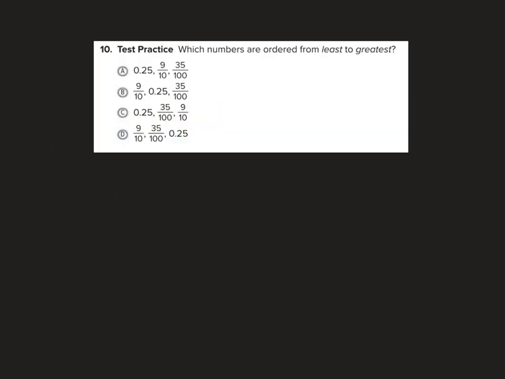One more problem here. Test practice, which numbers are ordered from least to greatest? So here we have 25 hundredths. So I'm just going to write that in fraction form. 25 hundredths. Then they did 9 tenths. So if I'm going to get the hundredths thing going, I'm going to multiply both by 10. So it would be 90 hundredths. And then it would be 35 hundredths. Does that go from smallest to biggest? Nope, these two should be switched. So it is not A.